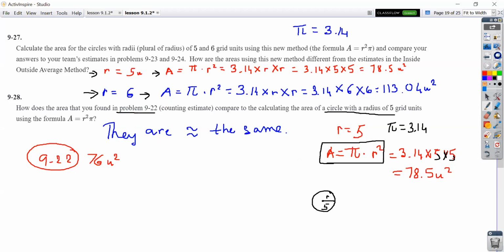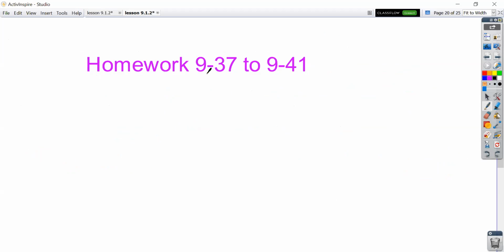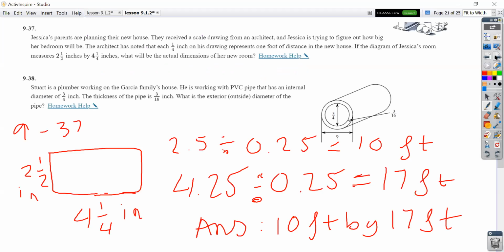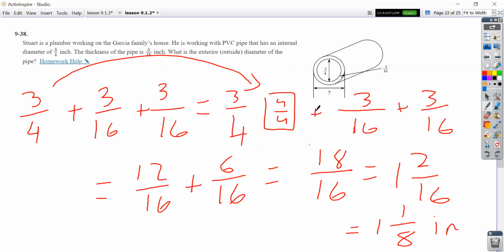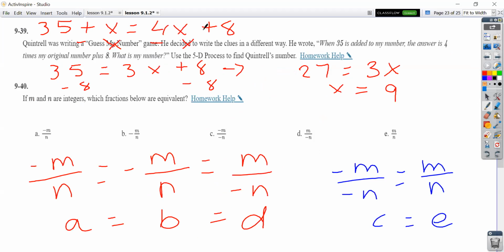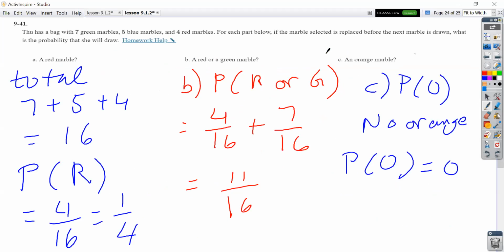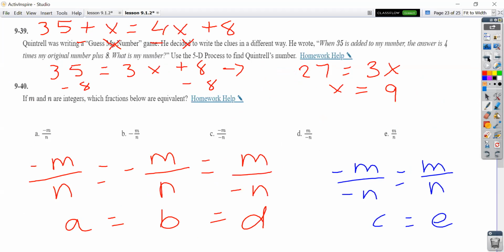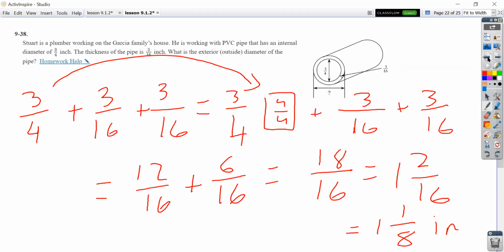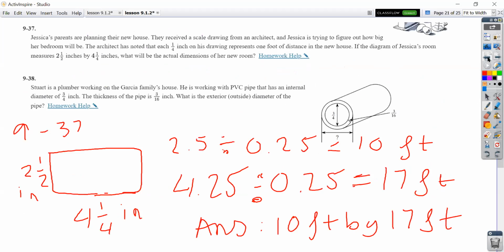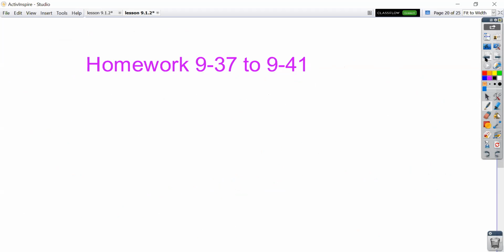All right, so homework tonight, problems 9-37 to 9-41. These are the answers. This is 9-37, okay? And 9-38 right there. 9-39, 40, 41.